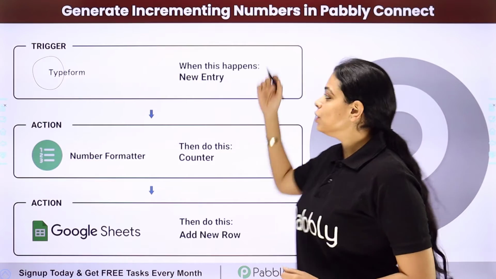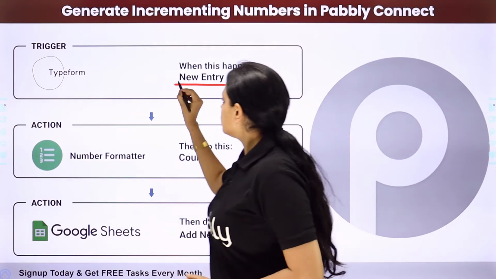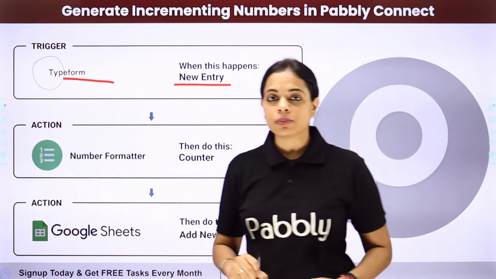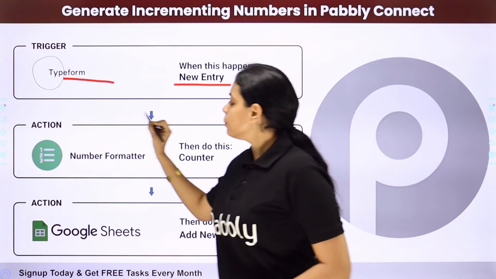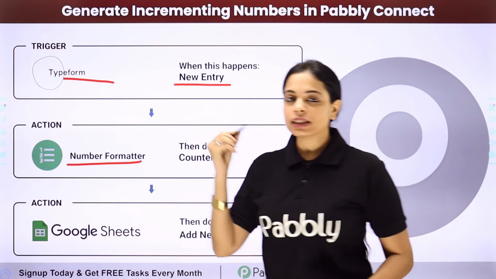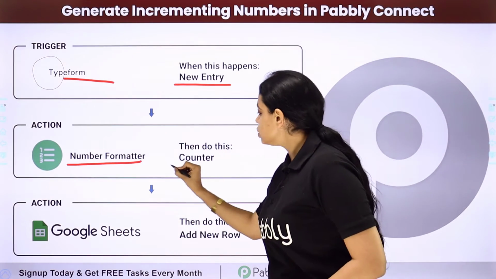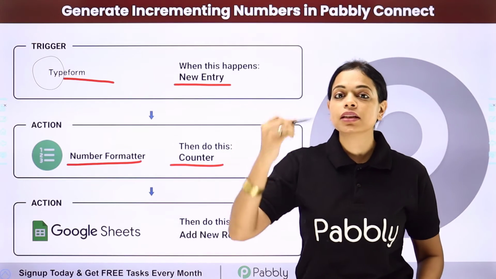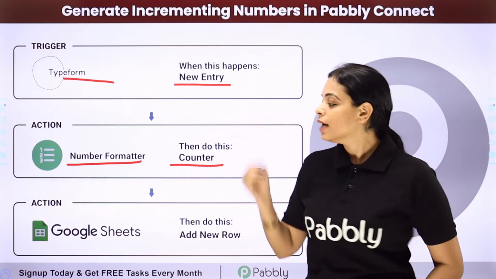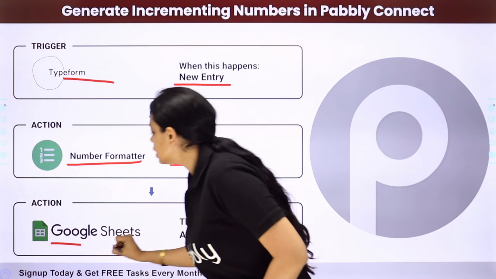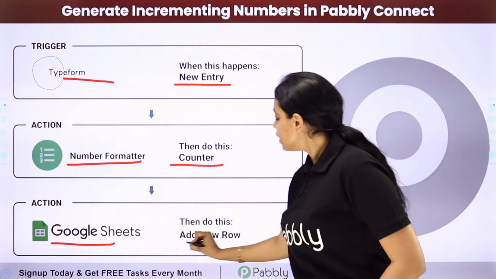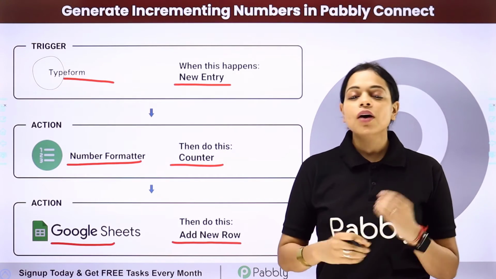For this, I'm going to create a workflow where every time a new response is received through a form builder application, I'm going to use a feature by Pabbly which is number formatter. Here the action event would be counter, which helps in incrementing or decrementing the values. And finally, I'm going to use my action application as Google Sheets where I would be adding the data. How can that be done?